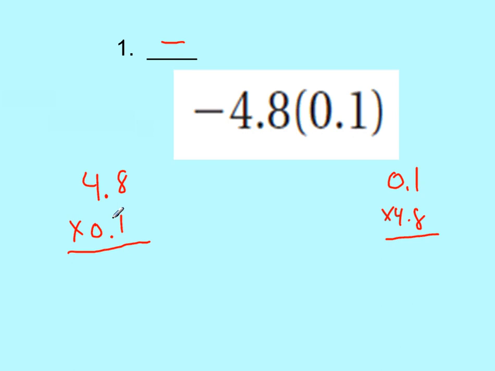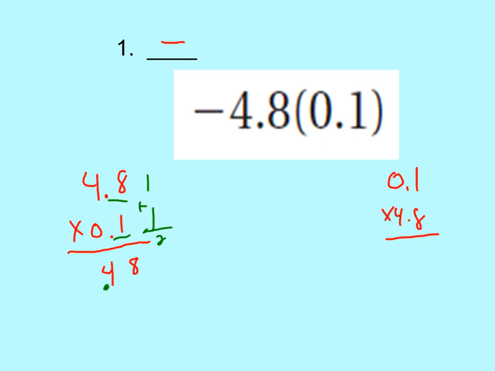After we stack it, we just do our multiplication. 1 times 8 is 8, and 1 times 4 is 4. Now, the key here is to know where to put the decimal point in your answer. We count the number of decimal places in the two numbers that we're multiplying. Here we have 1 place, and here we have 1 place after the decimal point. So we need to move this decimal point 2 places to the left. We start here, we go 1, 2. So it's going to be 0.48.